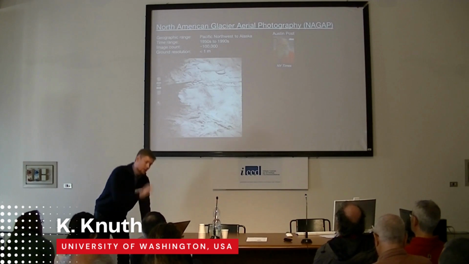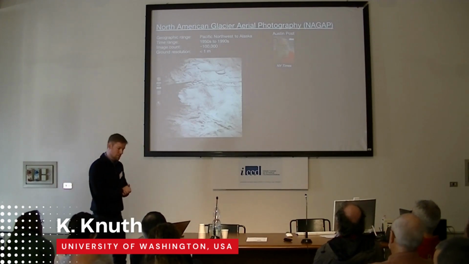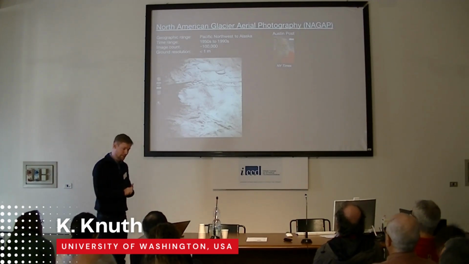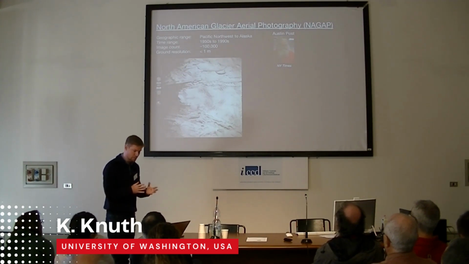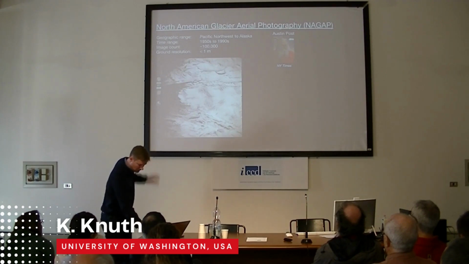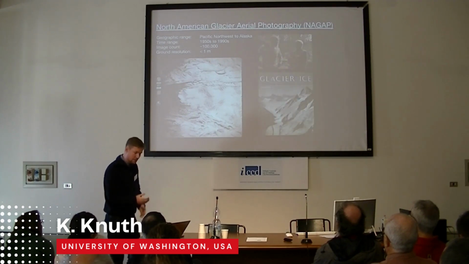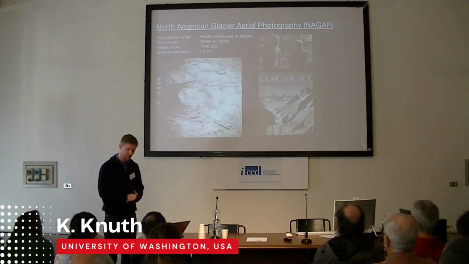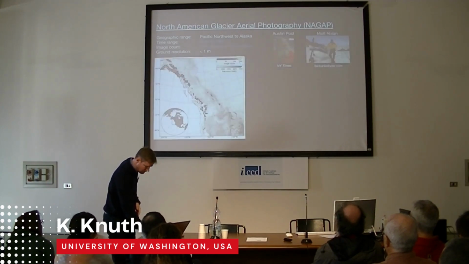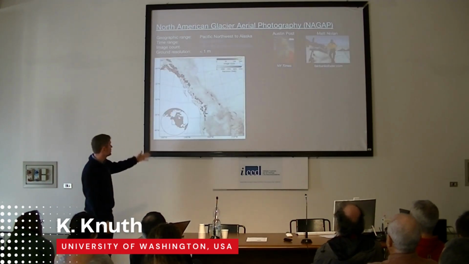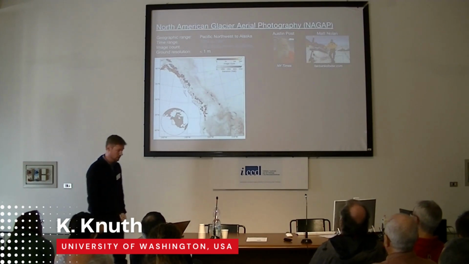The archive I've been working with is the North American Glacier Aerial Photography Dataset. It was collected by Austin Post. The time range is roughly from the 1950s to the 1990s. They collected about 100,000 photographs. Ground resolution is generally less than 1 meter. See one example there. A lot of these photos were published in the book called Glacier Ice by Austin Post and Edward LaChapelle. It's a really nice book documenting the glaciers in this region. And we can see that the spatial coverage lines up in that area quite nicely.